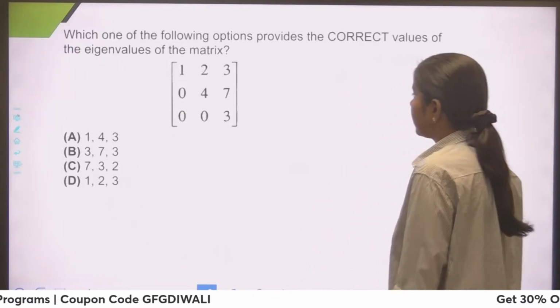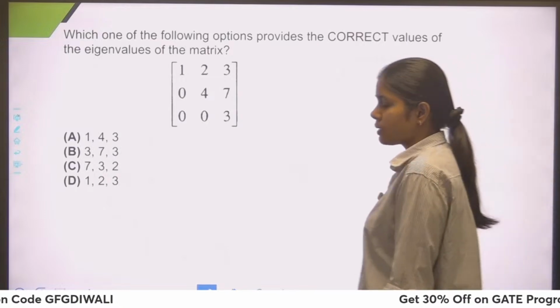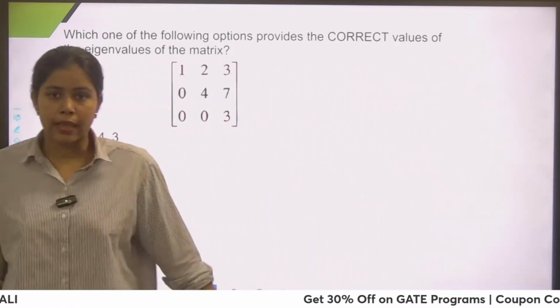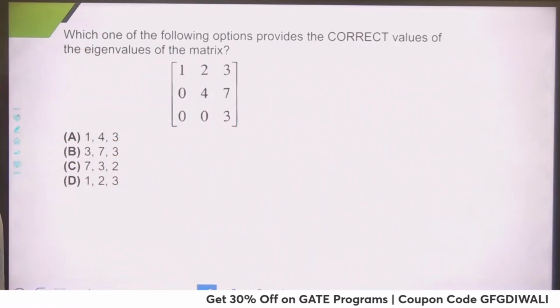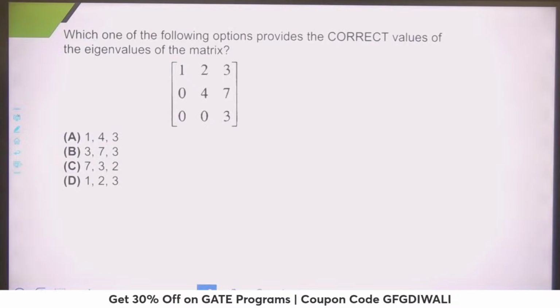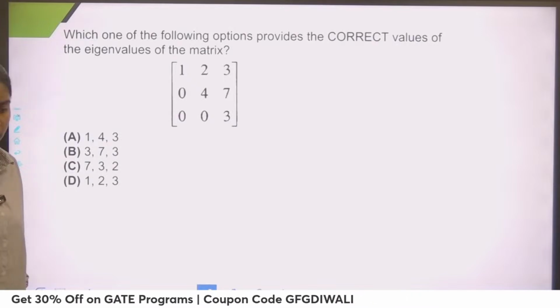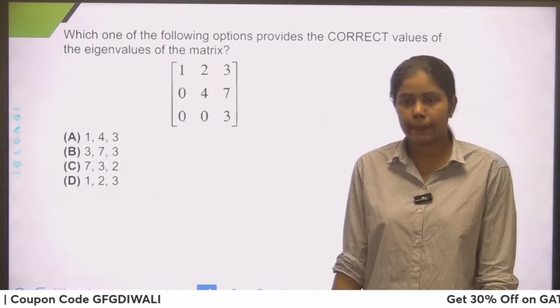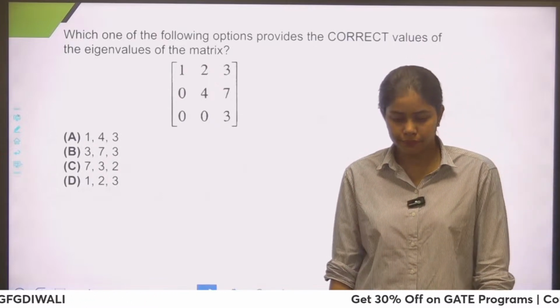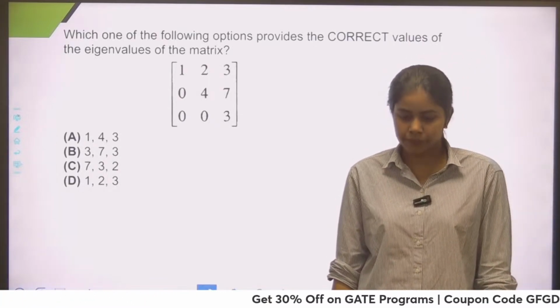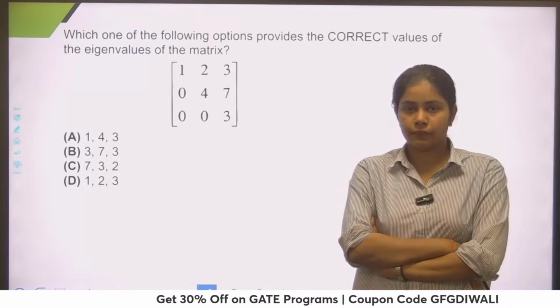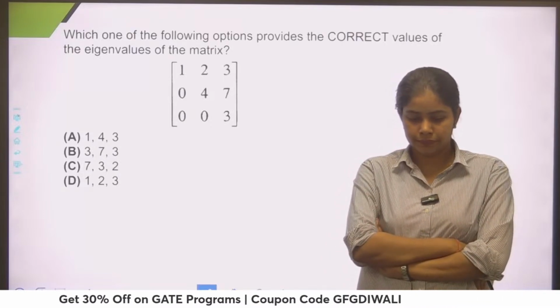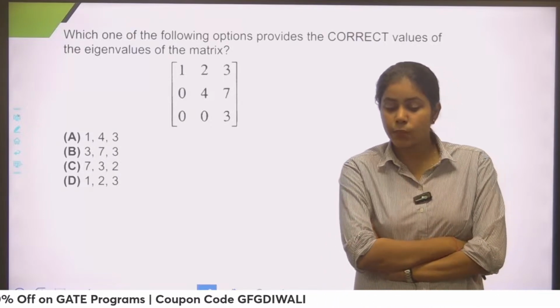So I have this another question. Just quickly let me know the answer. This is also a previous year question. I hope everyone would be able to answer. Which one of the following options provides the correct value of eigenvalues of the matrix? Quickly, guys, let me know the answer here. Guys, what would be the answer here?